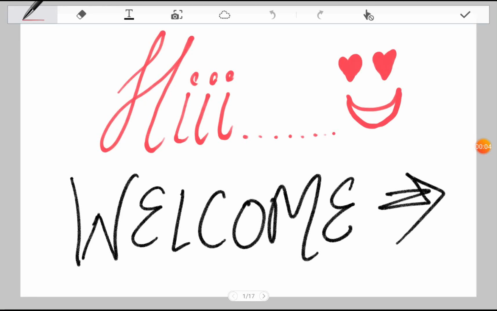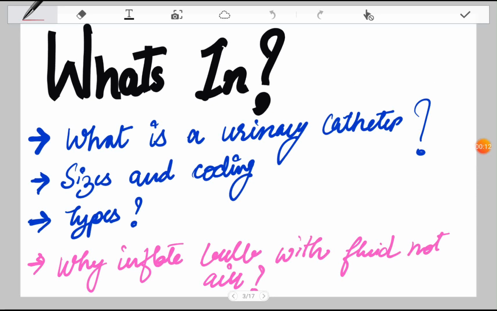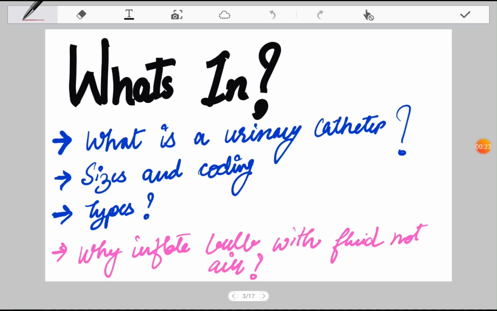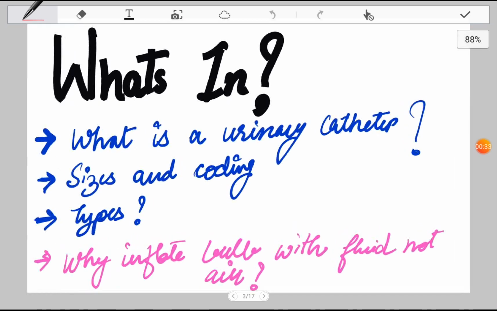So today we'll be discussing urinary catheters. In this we'll be discussing the definition and the purposes, that is what is a urinary catheter. Then we'll be discussing the sizes and color coding in the urinary catheter category, and then I'll be telling you some tricks which I used to remember the sizes and the color coding of the catheters.